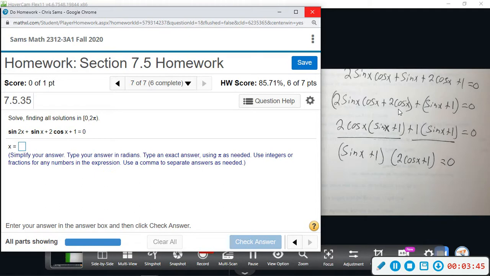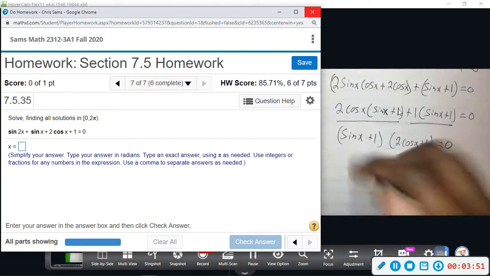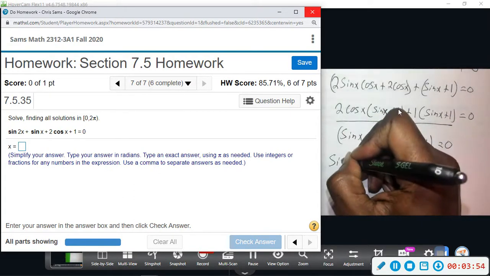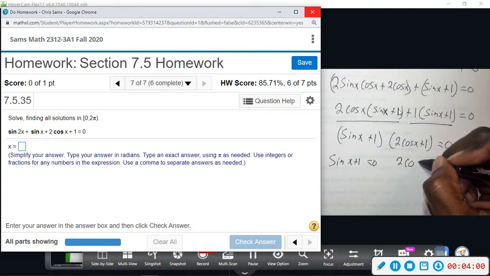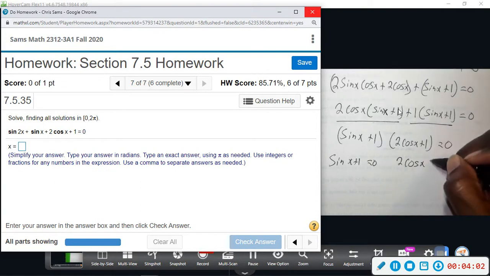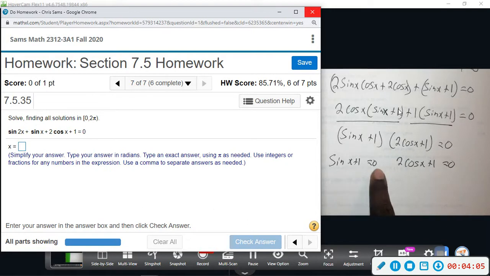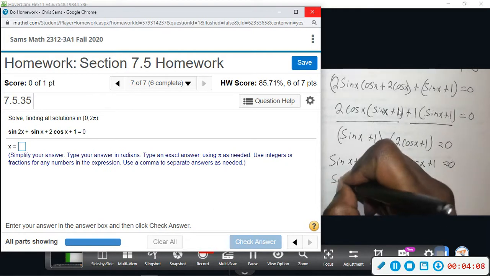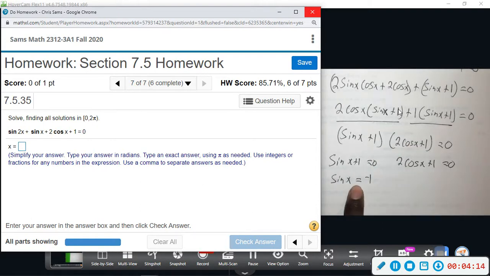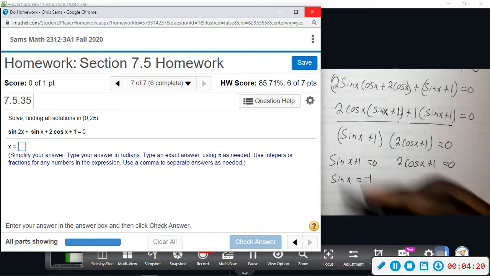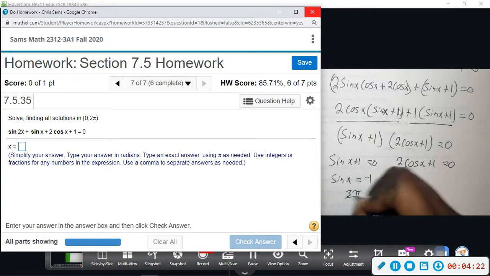Okay, so we set each of these equal to 0, and then we'll solve. So sine x plus 1 equals 0, and 2 cosine x plus 1 equals 0. Subtract 1. Sine x equals -1. That only happens one time on the unit circle. That is at 3 pi over 2. So 3 pi over 2 is the only value that gives us a -1.